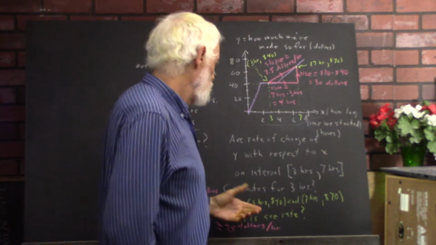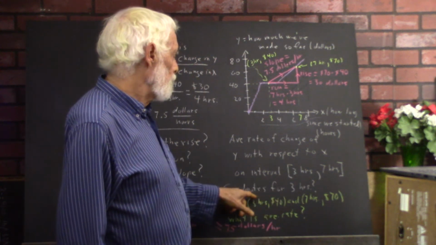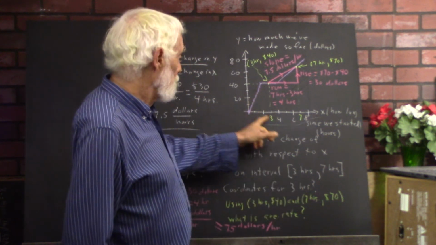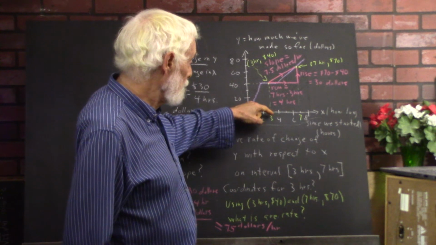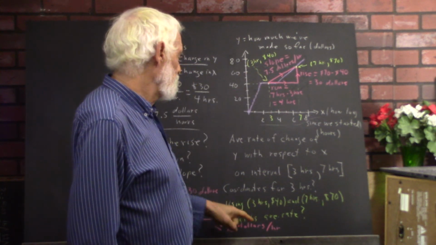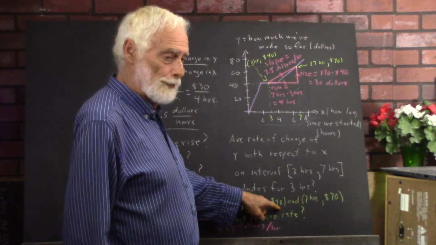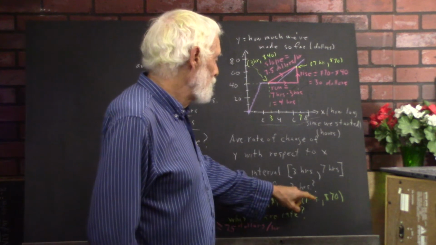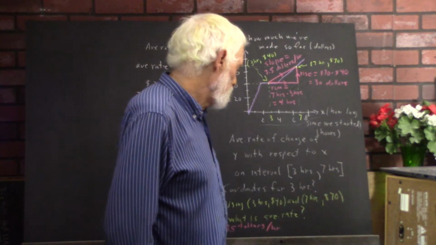Okay, the coordinates, I asked for the coordinates corresponding to 3 hours. In other words, the 3-hour mark. And everybody got that. They said, well, the coordinate is 3, 40. And I said, yeah, it is, but it's actually 3 hours, $40. And then the coordinate corresponding to 7 hours is 7 hours, $70.